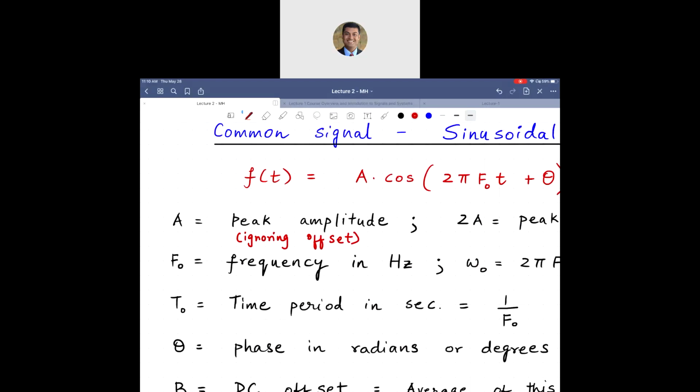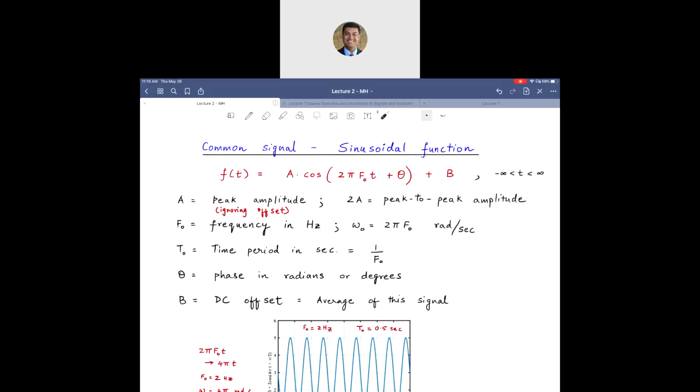Because if you include the offset B in this, then the peak amplitude will be A plus B. But just as far as the definition of A is concerned, it is the peak amplitude as long as I'm ignoring the offset. 2A is going to be the peak-to-peak amplitude of that sinusoidal function. F0 is the frequency, or the fundamental frequency, in hertz or per second. Omega naught is 2 pi multiplied by the frequency F0, expressed as radians per second.